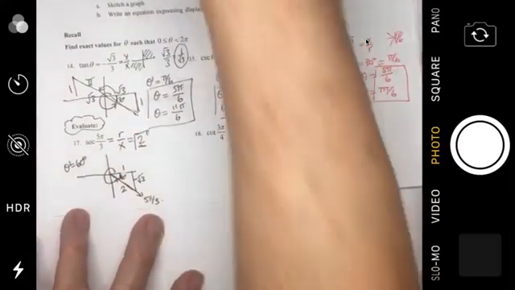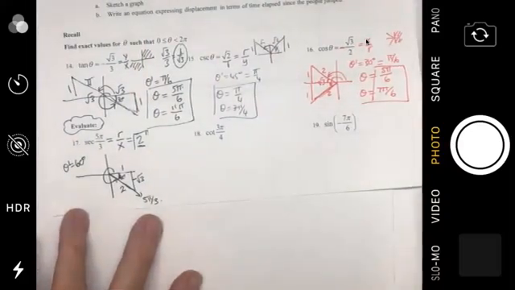Next question. I'll do it in blue if this blue pen works. No, that wasn't the blue pen. Was this the blue pen?